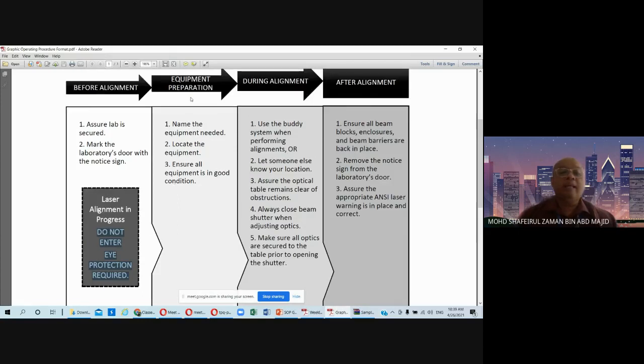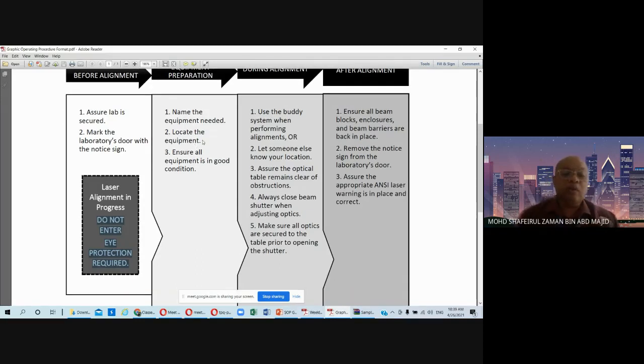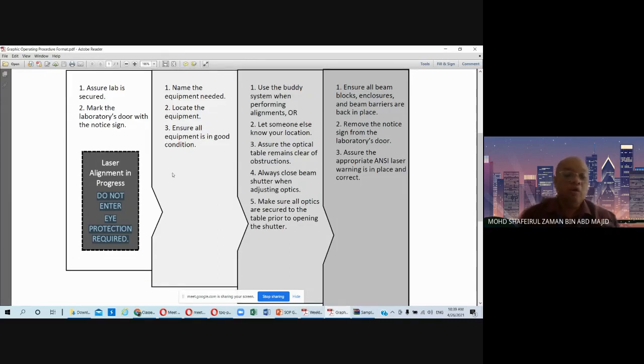Then equipment preparation. You need to name the equipment. What are the equipment or tools needed? Then you need to locate the equipment, and then ensure all equipment is in good condition. So over here, at the blank space there, you can put what equipment is needed.